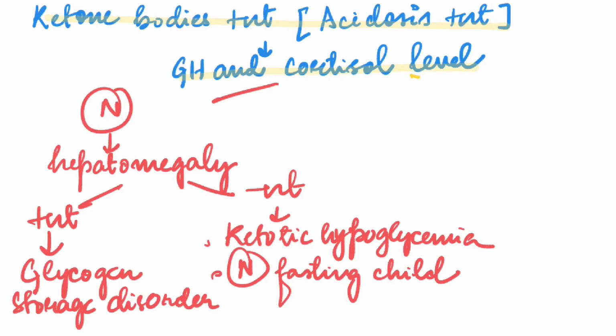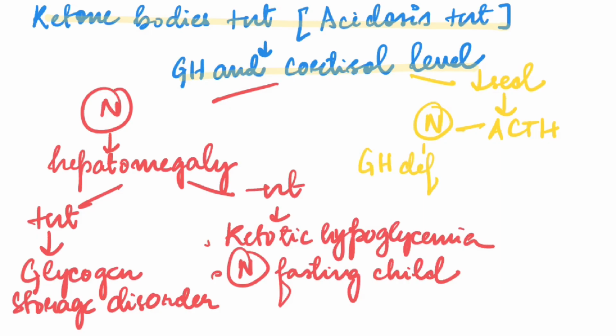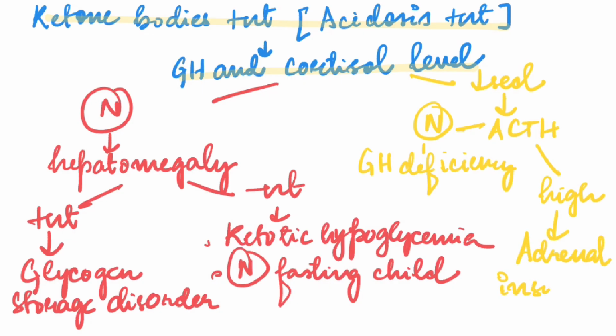If the growth hormone and cortisol levels are decreased, then we go for ACTH level. If the ACTH level is normal, then the cause is growth hormone deficiency. If the ACTH level is high, then the cause is adrenal insufficiency.